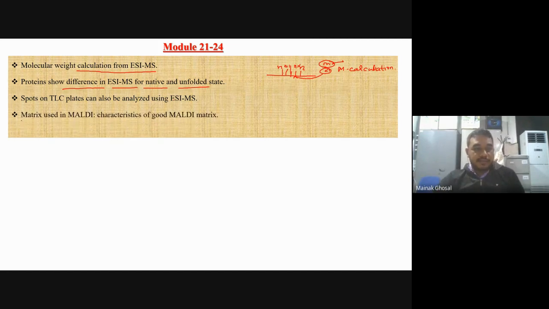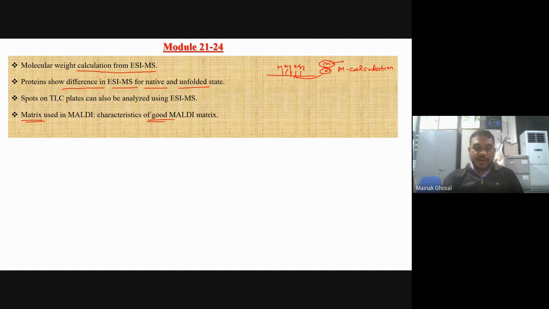Okay, next, the matrix that is used in MALDI. There are some characteristics of a good MALDI matrix. First of all, it should not evaporate, because if it evaporates, the solvent will be left there and that will not be of any use. Another thing is that in MALDI, people generally use a laser, so the matrix needs to have some absorption in the UV region so that it can absorb and ionize the molecule of interest that you want to measure.